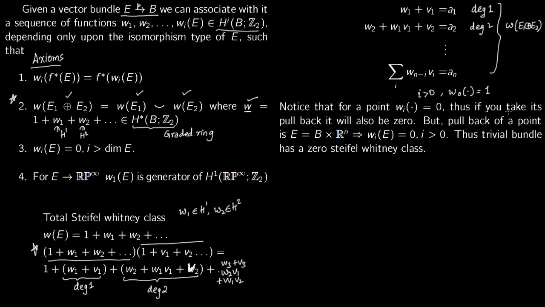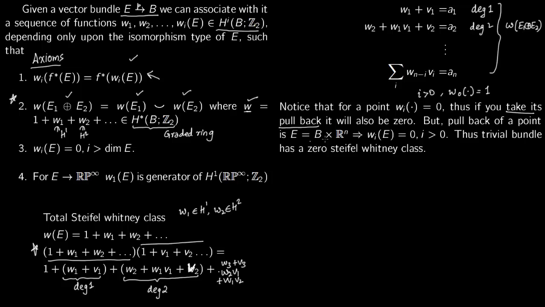But you know, if you take the pullback of a point, it will also be 0 by this. So this will be a pullback of a point. If E is a point, then you can take the Stiefel-Whitney axiom here. So if you take the pullback of a point, it will be 0 by this axiom 1 right here.